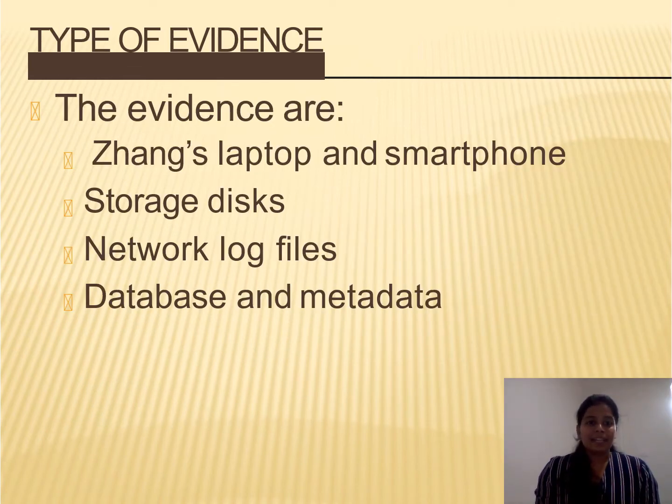When coming to the type of evidence, the evidence are Zhang's laptop and smartphone, storage disk, network log files, database and metadata. Firstly, the investigation will analyze the storage disk by searching for downloaded data related to the blueprint design of the self-driving car. In this disk, modified or deleted files are also scanned.